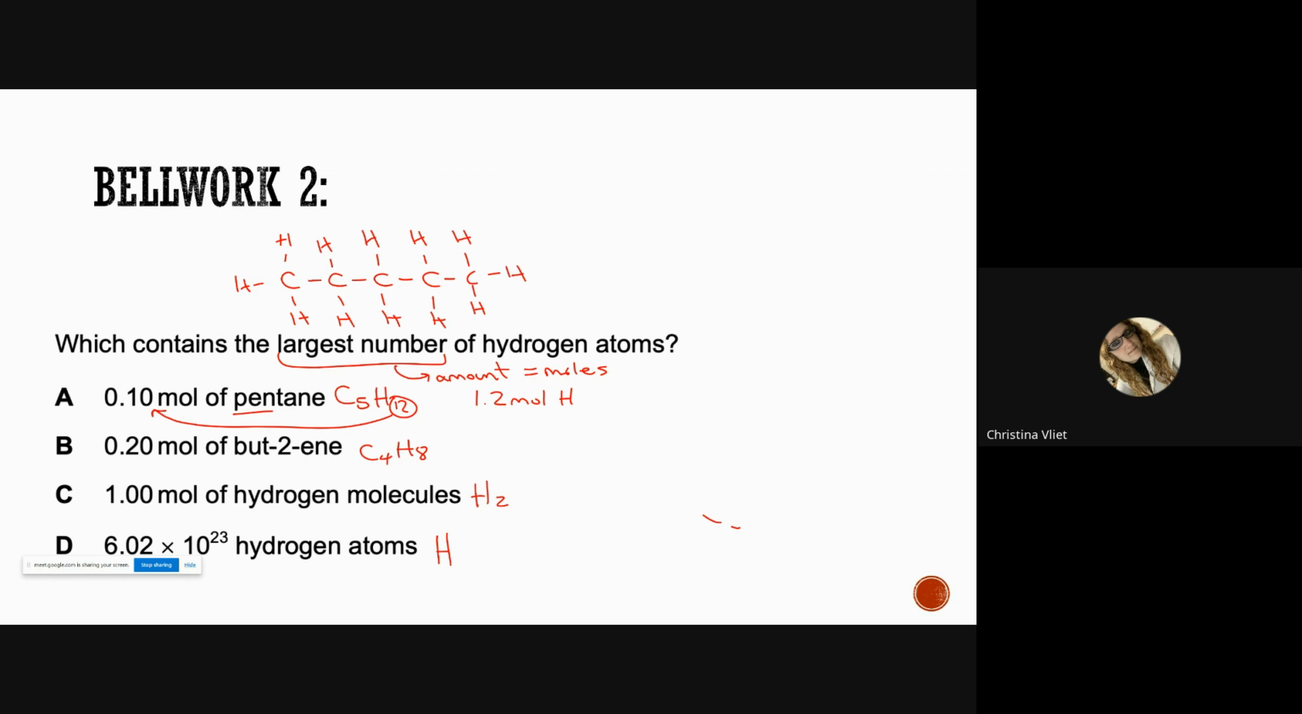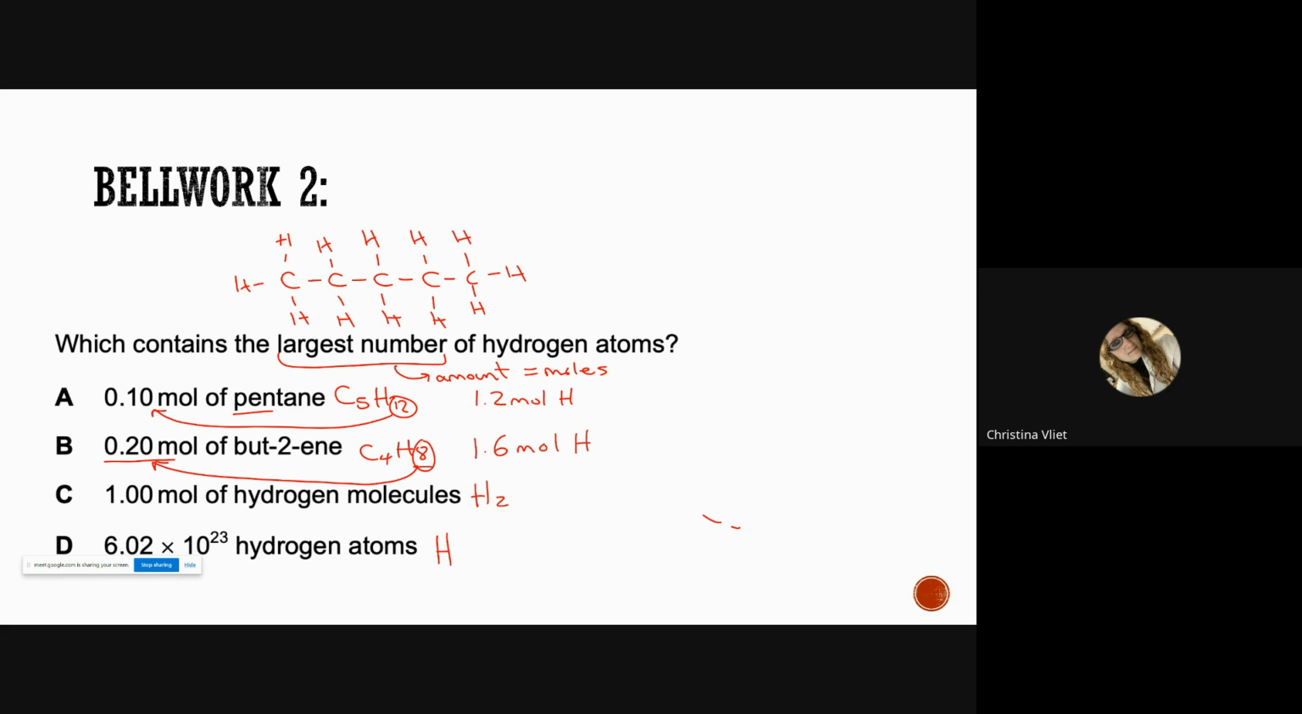The second one. I've got 0.2 moles of this molecule. Each molecule has 8 hydrogens. So, how many moles of hydrogen are there in 0.2 moles of butene? What would you do here? 6. Correct. You would take 8 and multiply by 0.2. 8 times 0.2 is 1.6 moles of hydrogen.